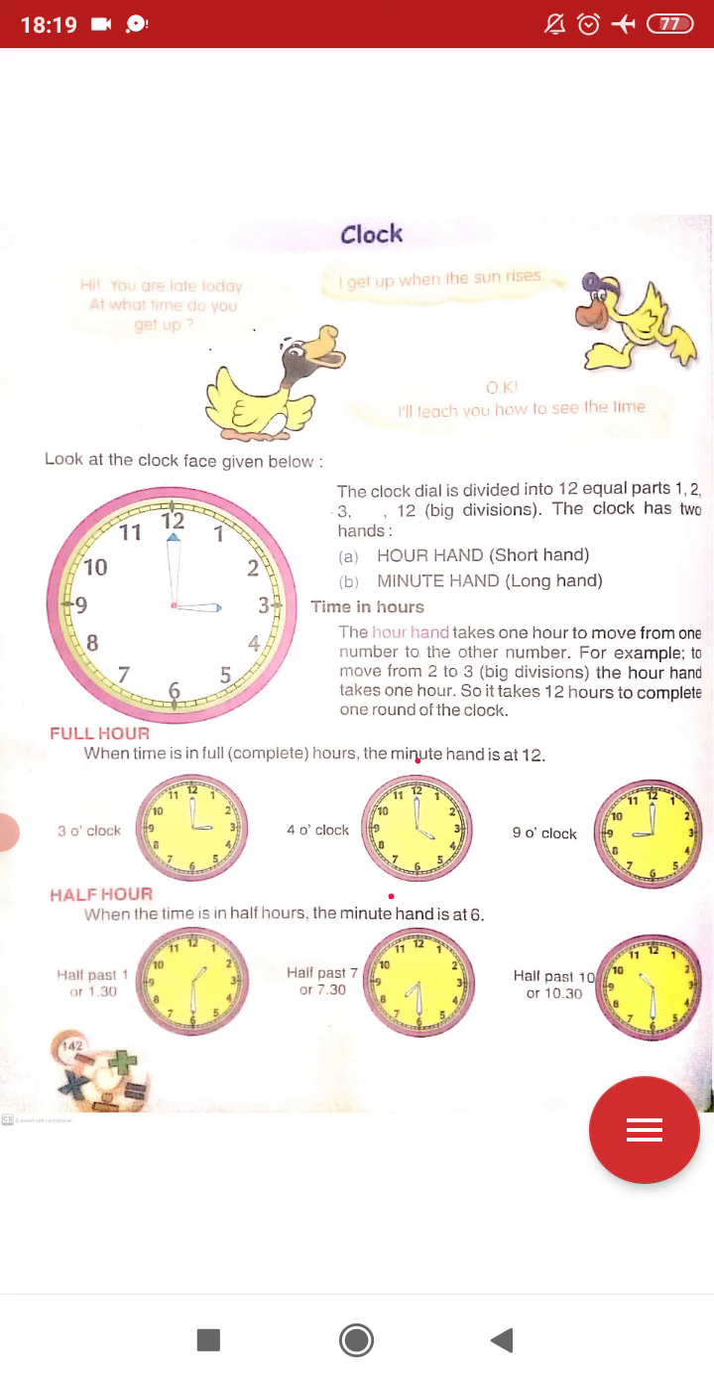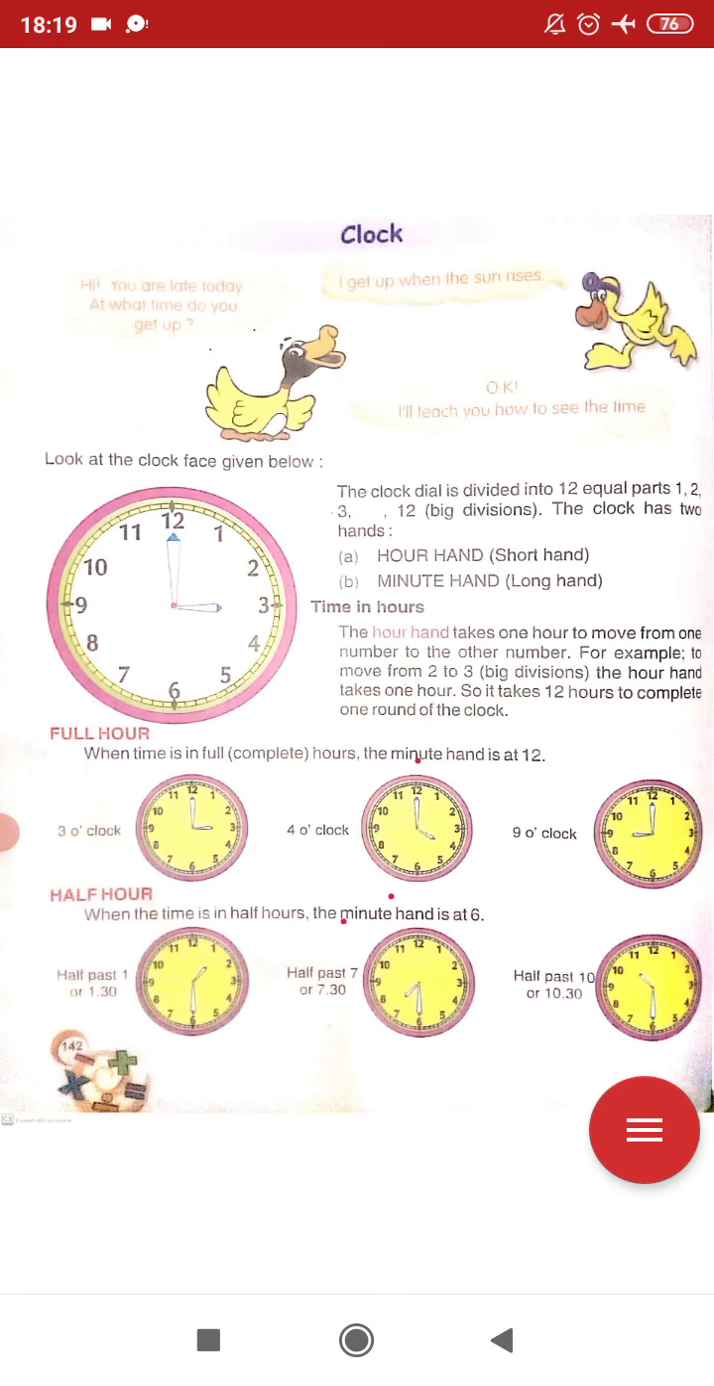On page number 142, some pictures of clocks have been given. So you know that on a clock there are 12 big divisions, and all these big divisions stand for hours. So each big division means 1 hour.